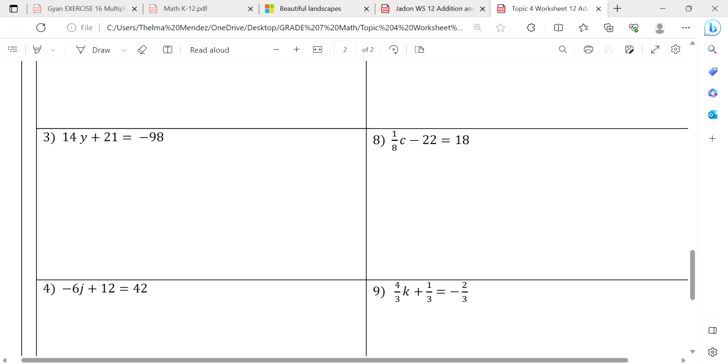Okay, I'm going to discuss the answers to problems that involve fractions because I think you're having difficulty with these numbers. So let's start with number 8.